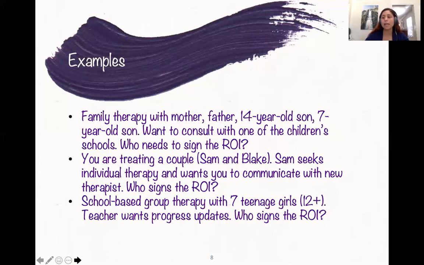So in this case, anyone who is 12 and older needs to sign the release of information before you could consult with the school. So the mother, father, 14-year-old son legally would have to sign the release of information to allow you to breach confidentiality. If the child who's under 12, the 7-year-old in this case, you can include them, and that's probably good practice, but it's not required by law. Okay.